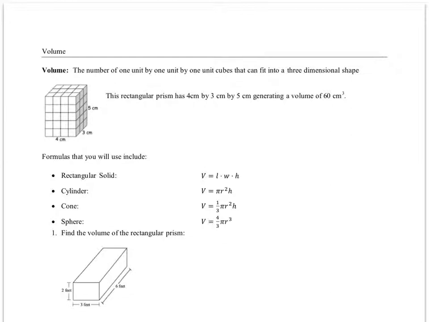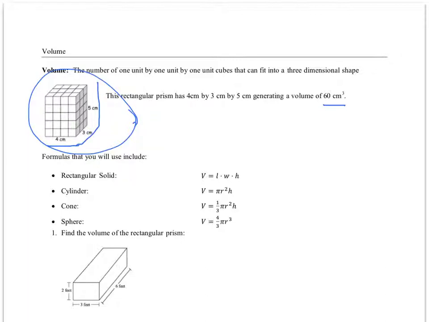So let's take a look at this rectangular prism here. It is 4 cubes long, 3 cubes wide, and 5 cubes high. So the volume of this will be 60 cubic centimeters, or centimeters cubed, because I can fit 60 1 centimeter by 1 centimeter by 1 centimeter little cubey guys into this box.